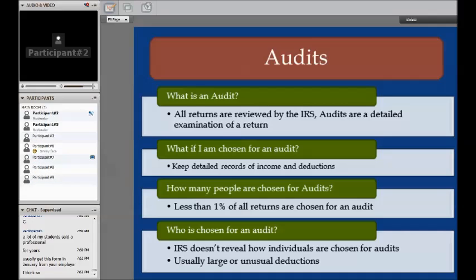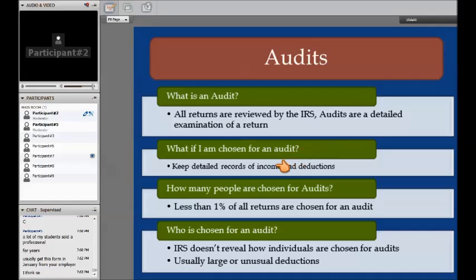Audits. You learned about audits in Module 5. What is an audit? All tax returns are reviewed by the IRS, okay, but an audit means that they're going to do a detailed examination of your return. Okay, they're going to look at it a little bit more thoroughly. They want to see proof, different things like that.